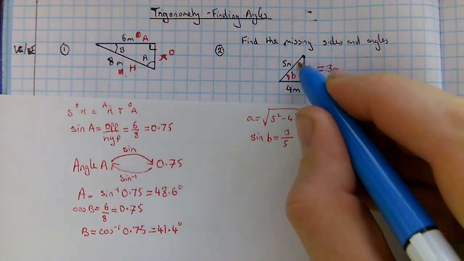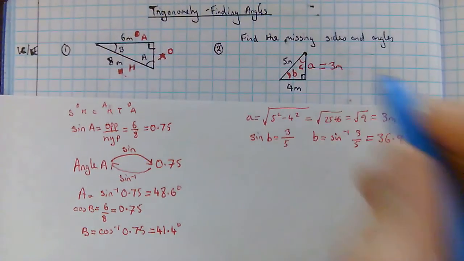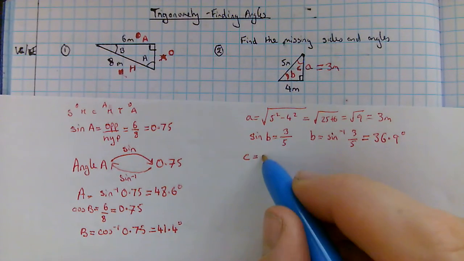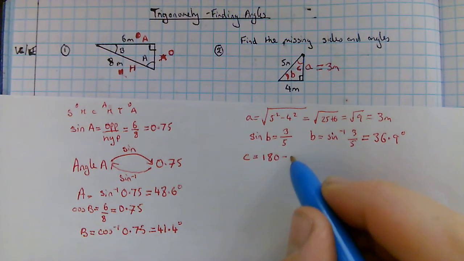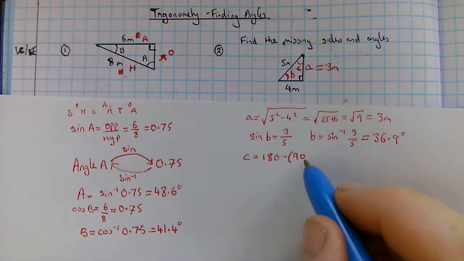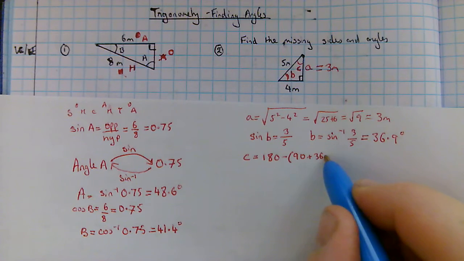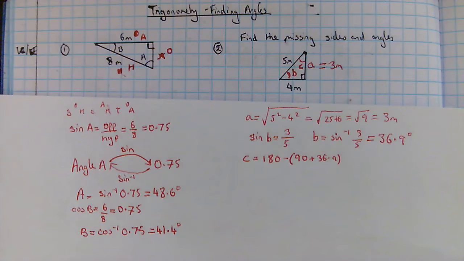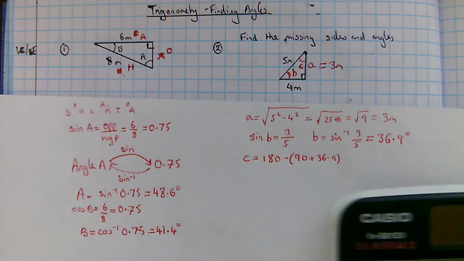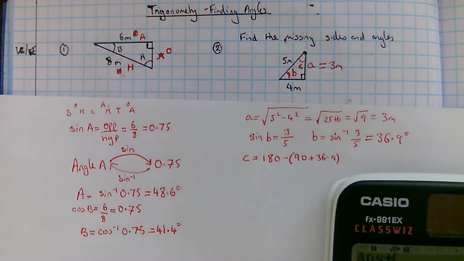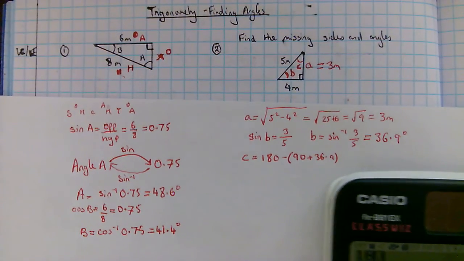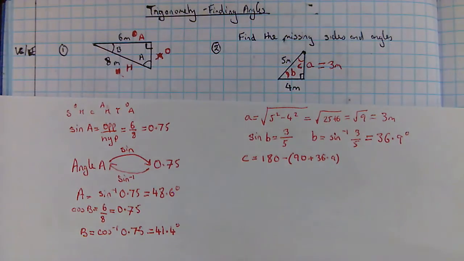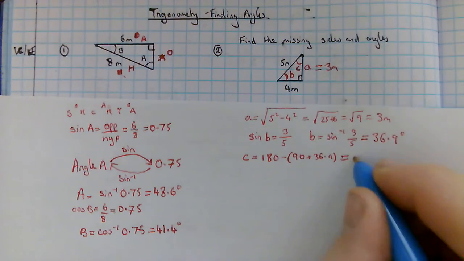Let's have a look at finding angle C. I'm going to do the easiest way to do that, which is angle C is 180 minus 90 plus 36.9. Because I know this is 90, I know that this is 36.9, and angles in a triangle add up to 180 degrees. So let's just work out what that is. It gives me an answer of 53.1 degrees.